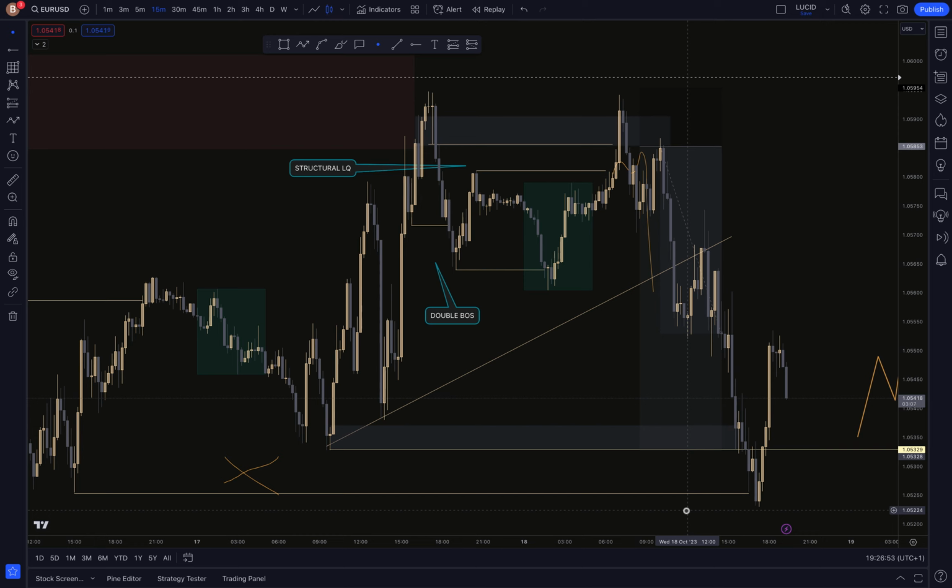I just want to show you guys a quick breakdown on Euro USD and why I took this trade today in the morning, during London session. I actually took this trade before London session was open. So stay tuned.